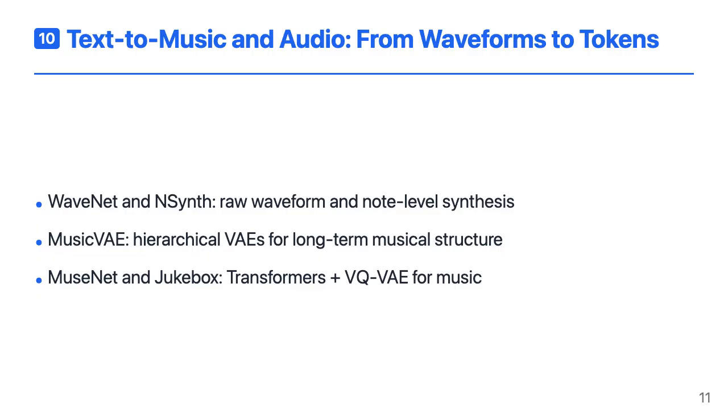NSYNC and MusicVAE introduced autoencoder-style models that learn compact latent codes and hierarchical decoders to better capture musical phrases and sections. OpenAI's MuseNet applied transformer language modeling to symbolic music, while Jukebox combined VQ-VAE compression with transformers to generate full bandwidth audio, including vocals, directly from text and style prompts.